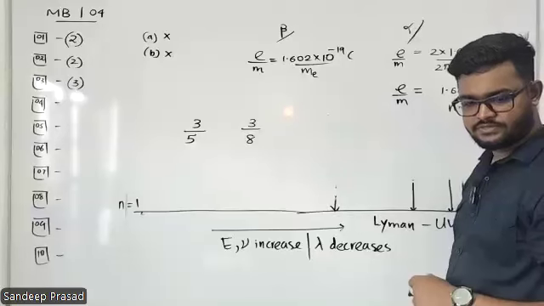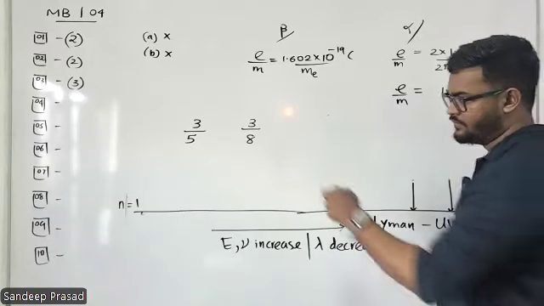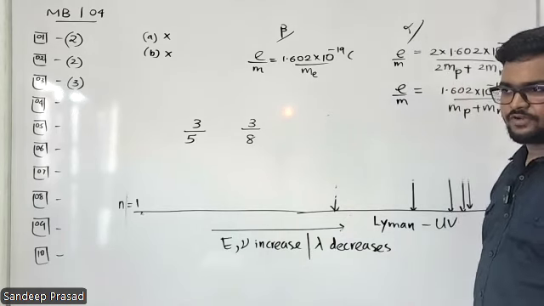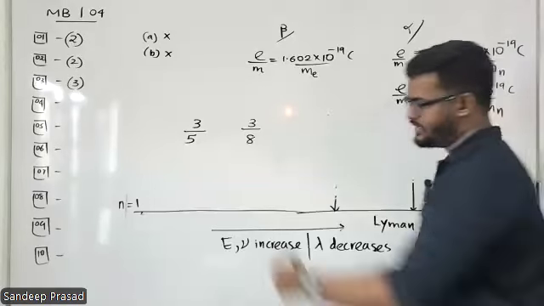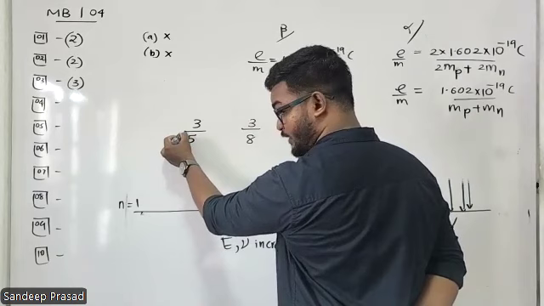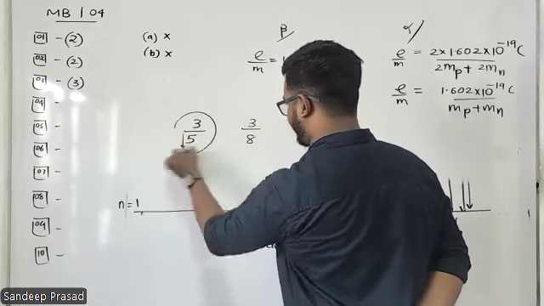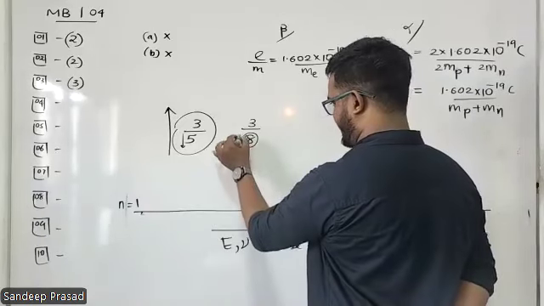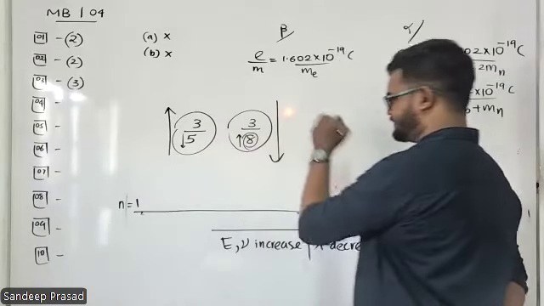Which fraction is larger here? 3 over 5 or 3 over 8? Yes, we can say that 3 over 5 is larger. Remember, students, when the denominator is lower, that fractional value is greater. When the denominator is larger, that fractional value is lower.